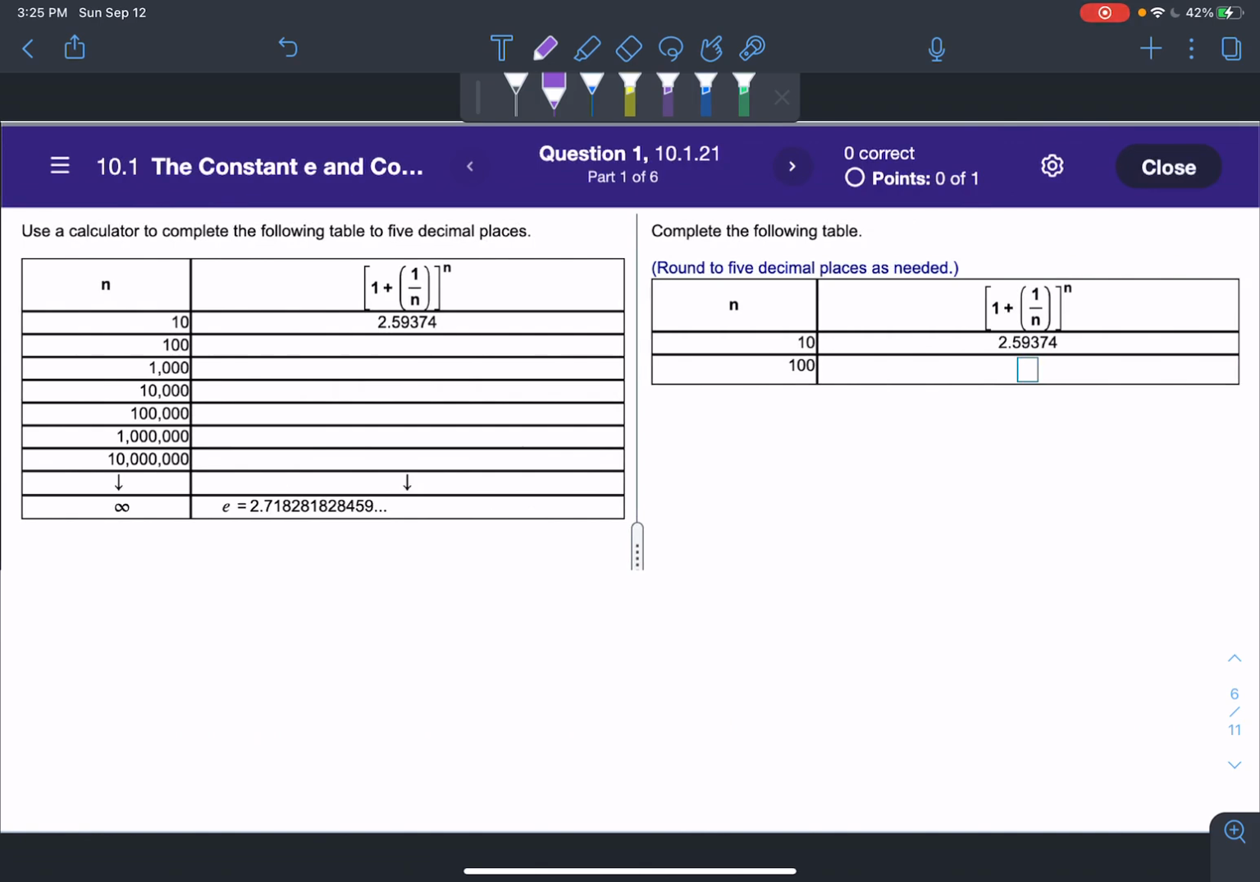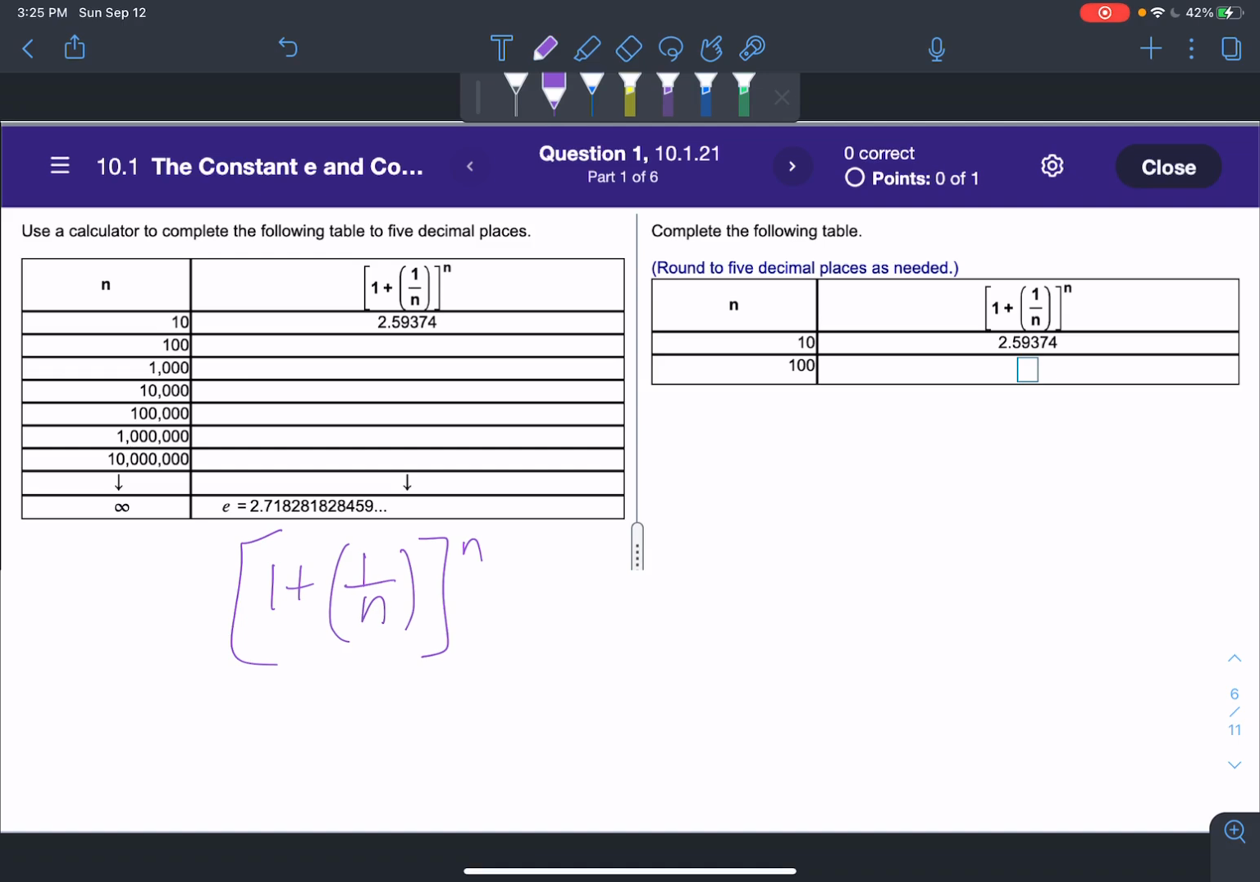Okay, so for this question, we want to fill out this table. Shouldn't be too hard, I don't think. Really, we have this formula here, (1 + 1/n) raised to the n. All we want to do is plug in these n values here and see what output values I get. You can do this on a calculator. It's probably going to be the easiest.